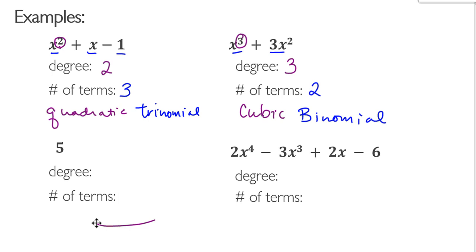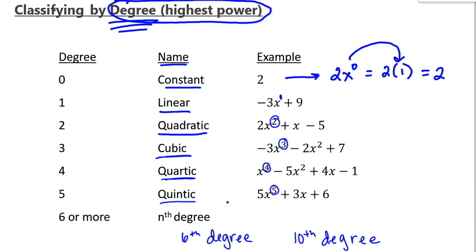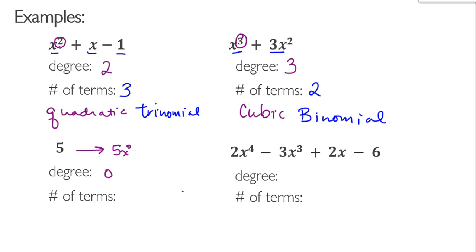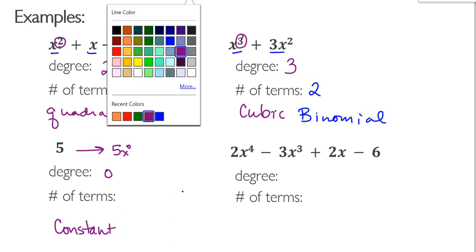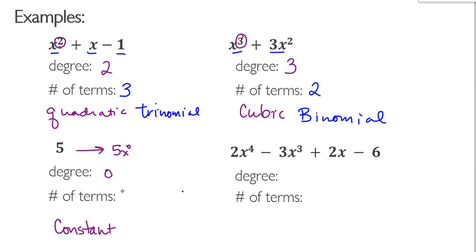Okay, this one, it's a number, which means this degree is 0, right? Remember that this is 5x to the 0. So that first one, the degree says our name is a constant. So we're going to say constant for the first word. And then we've got 1 term, which means it's a monomial.